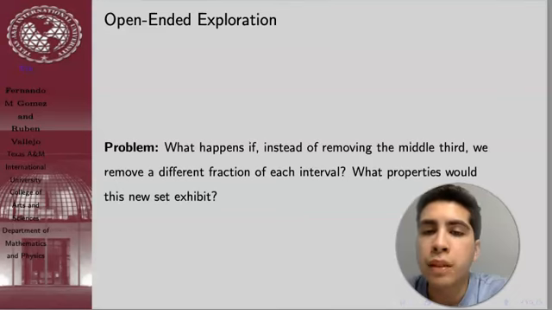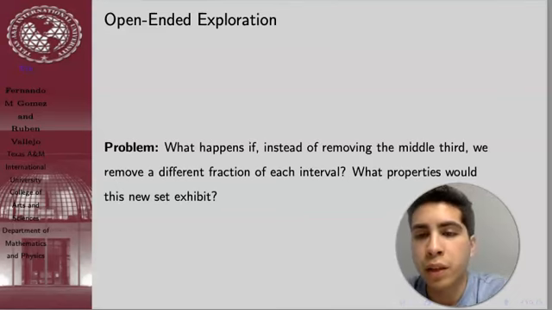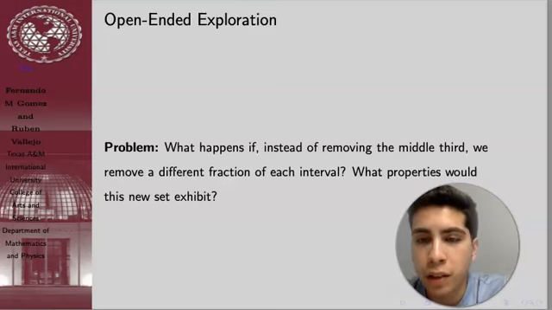Now what happens if instead of removing the middle third, we remove a different fraction of each interval? What properties would this new set exhibit? Well, we would notice more common fractions. Still, we would also have an uncountable set, since each interval will become smaller over time.